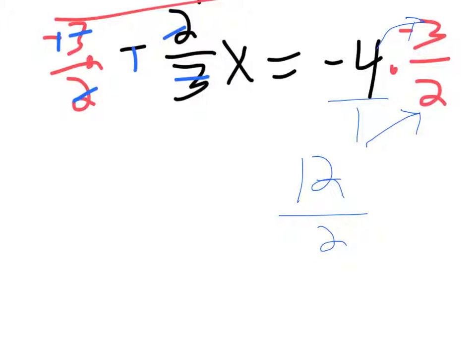That makes 2. Okay? And so on the left side of the equation, we canceled everything out. We were left with x, and 12/2. That simplifies to be just 6, right?